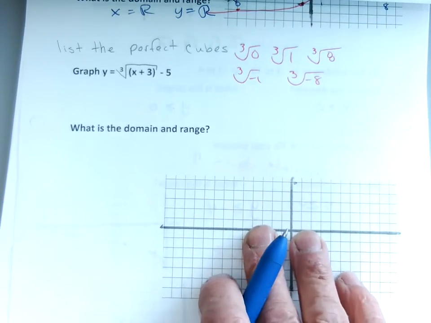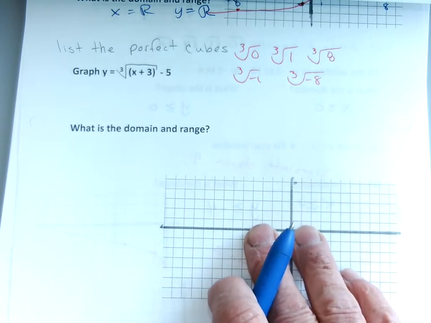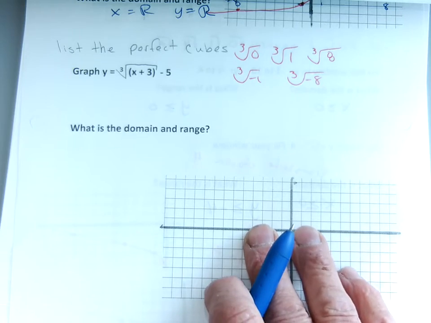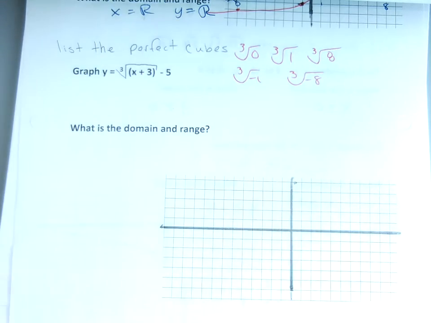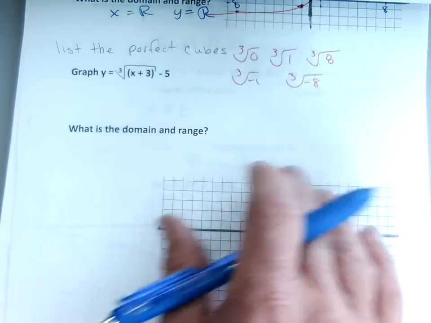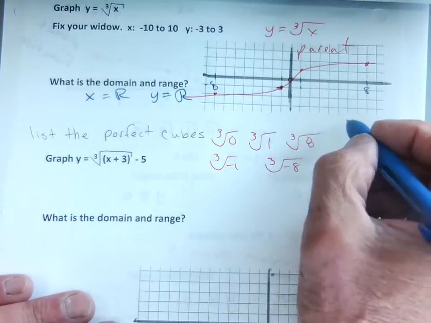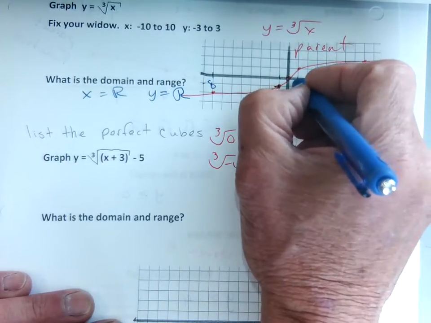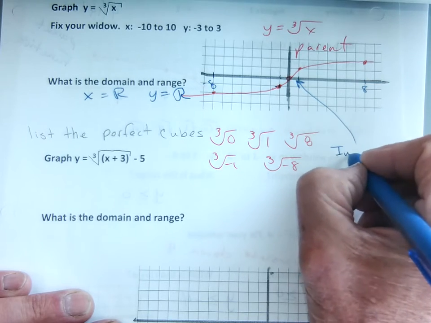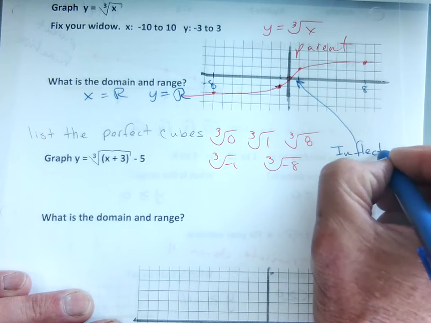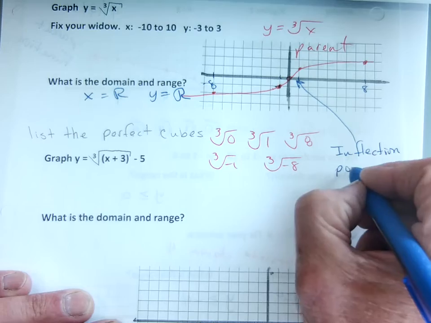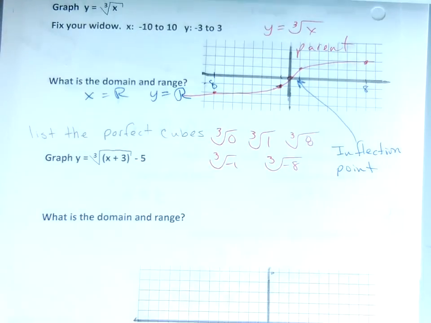Now, last example. It doesn't have an endpoint, it doesn't have a vertex, but it has what we call an inflection point. We've talked about that before as well, right? It has an inflection point. I need to move the entire graph. The entire graph is going to move.